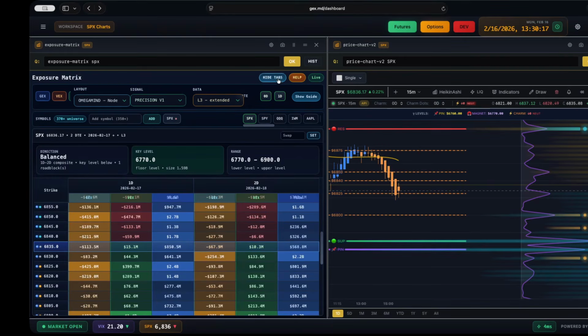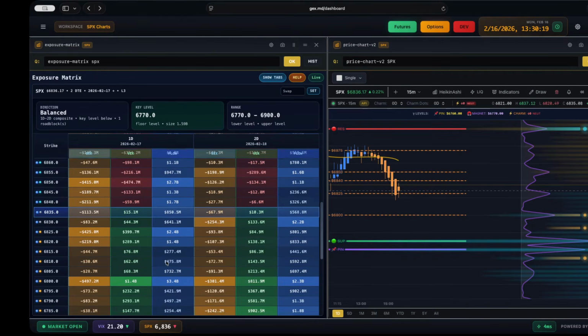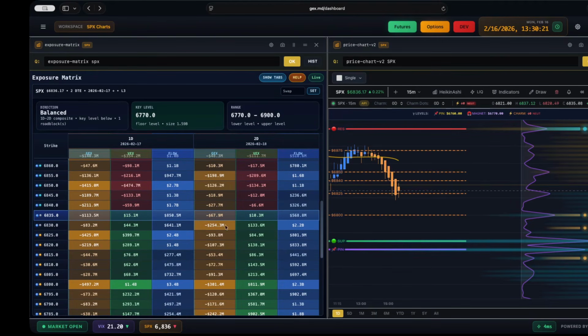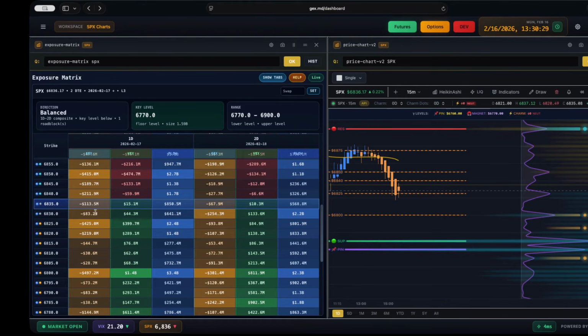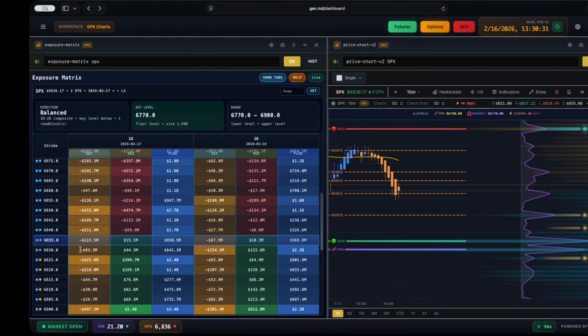So you can see the same levels for 0DTE and 1DTE. And then you see 68.35. For Tuesday, for tomorrow, we have minus 113 millions. And then we have 15 positive. And then we have 850 millions of money.